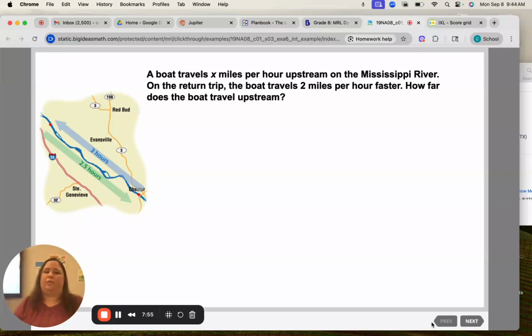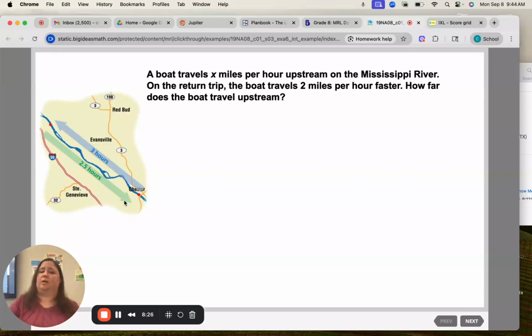All right, so a boat travels x miles per hour upstream on the Mississippi River. You see the blue upstream arrow. On the return trip, it travels 2 miles per hour faster. So the green arrow, it only took 2.5 hours because we went 2 miles per hour faster. Now we're trying to find how far the distance is. We went the same distance, right? Upstream just took a little longer because I'm going against the current.